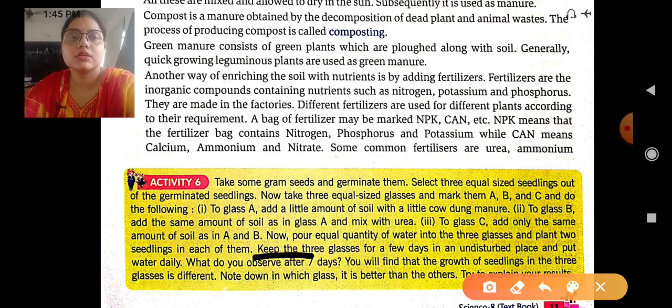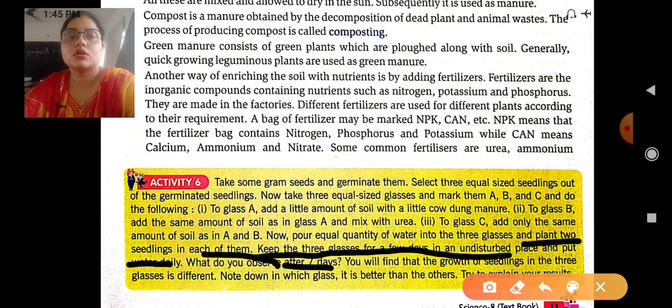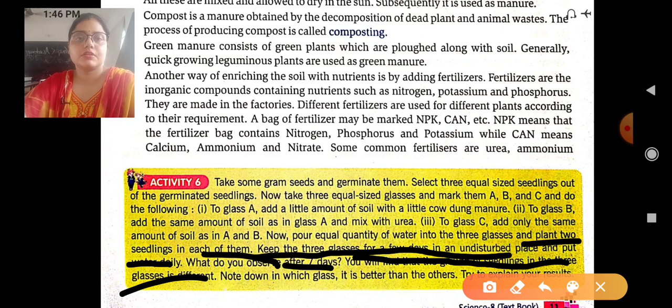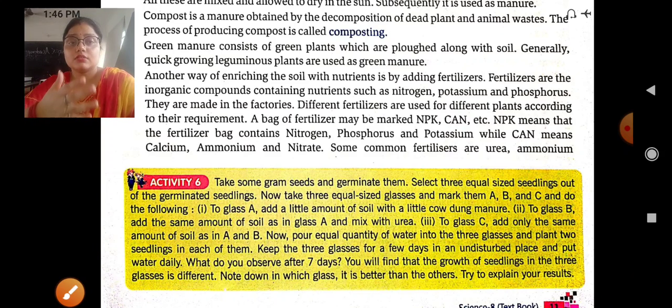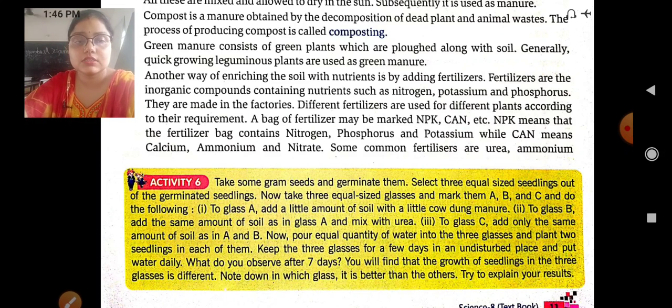Now keep the 3 glasses for a few days in an undisturbed place and put water daily. What do you observe after a week? After 7 days, you will find that the growth of the seedlings in the 3 glasses is different. Note down all these differences and try to explain your result. This is such an easy activity, so you can do it at your home. Gram seeds are easily available at home, so perform this activity. Clear? If it is not possible, then no issues beta.